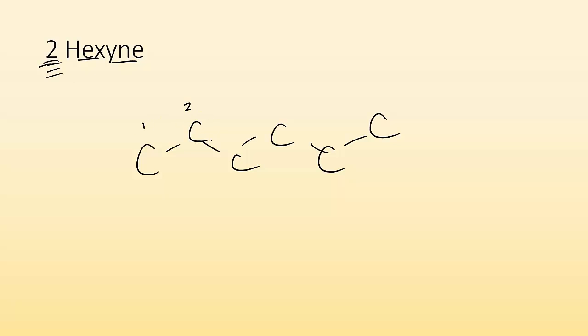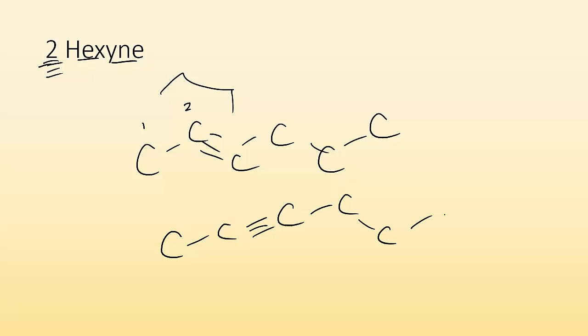Well, break it down. Hex tells me that I have 6 carbons. So 1, 2, 3, 4, 5, 6. And bonding all those carbons. And that 2 is telling me that after the second carbon, so 1, 2, after the second carbon, I have a triple bond. All right, and the best way to really draw this would probably be like this. That triple bond is going to make a linear shape in this region because of how it's bonded. So it would look like this.